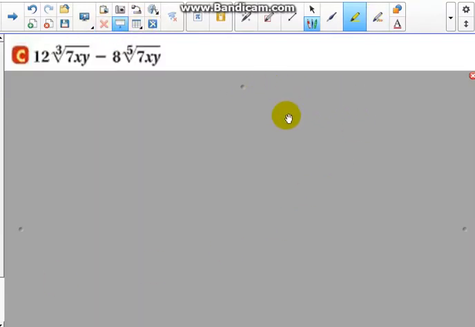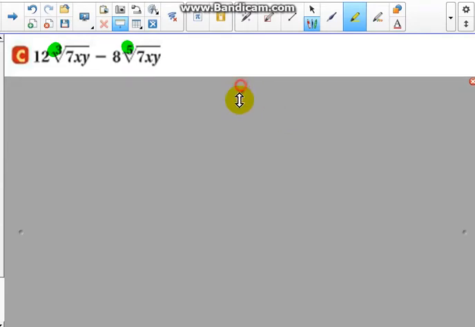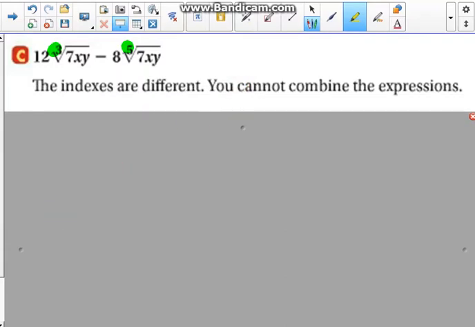So on C, let's look at our index. We've got an index of 3 and an index of 5. Again, because our indexes are not the same, we cannot combine these. They're not like radicals.